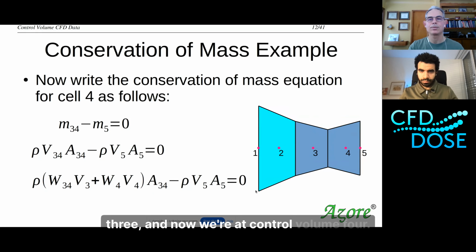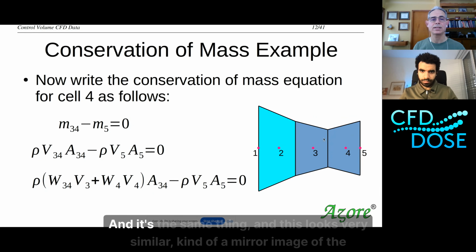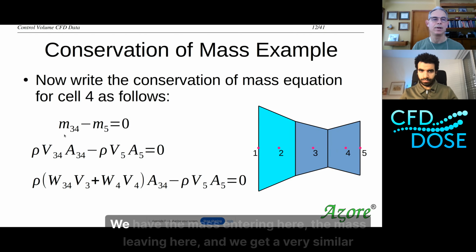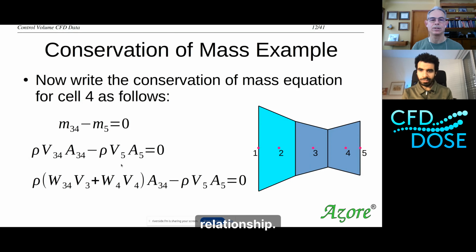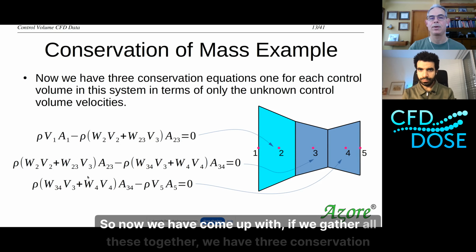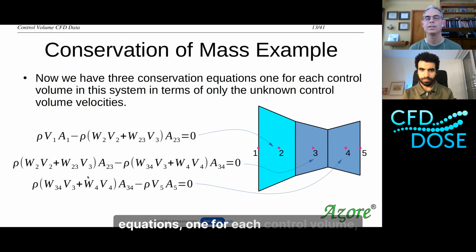And now we're at control volume 4. It's the same thing, and this looks very similar, kind of a mirror image of control volume 2. We have the mass entering here, the mass leaving here, and we get a very similar relationship. So now, if we gather all these together, we have 3 conservation equations, one for each control volume.